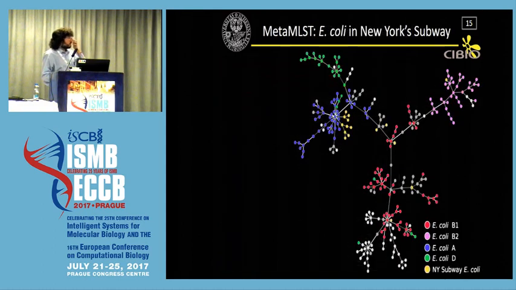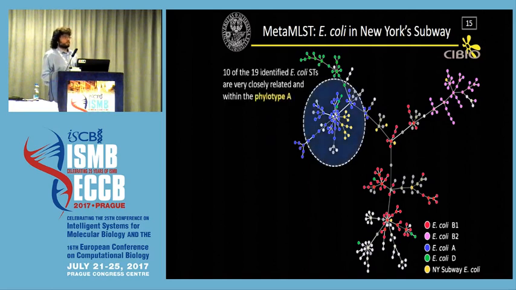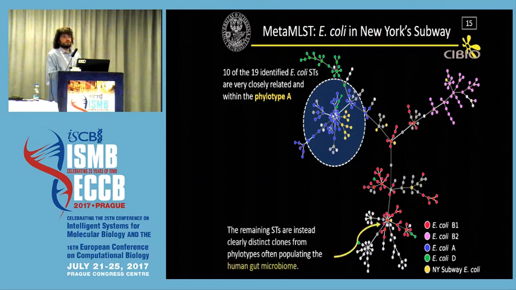We could highlight the diversity of E. coli, pretty much as I've shown before, again in the New York subway. The yellow spots are the subway reconstructed strains, the other ones are from literature. And we could highlight the presence of different phylotypes of E. coli in the New York subway. There's phylotype A, and there are other phylotypes commonly associated with the human gut. And it is pretty interesting to be able to reconstruct this kind of information from there.